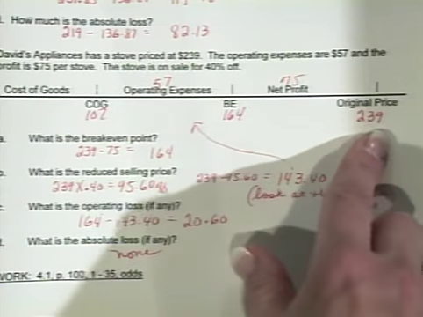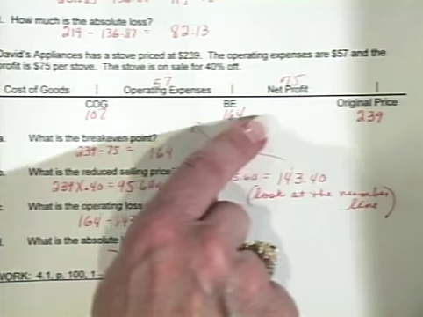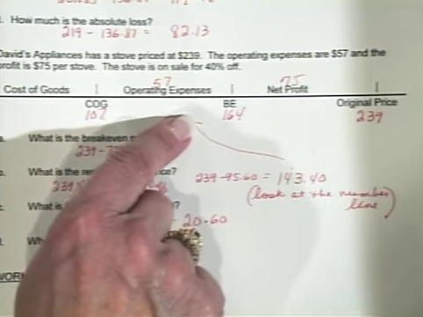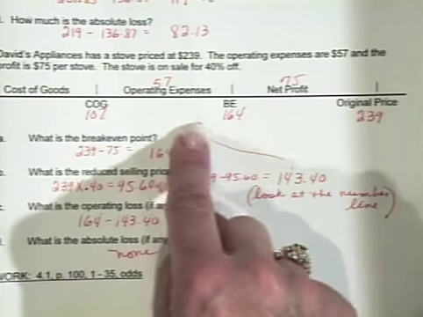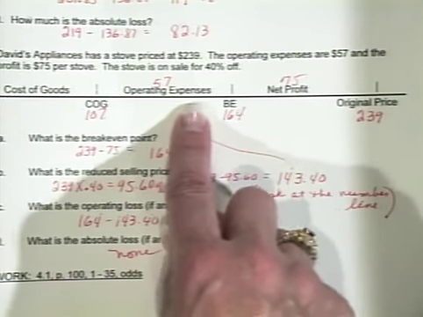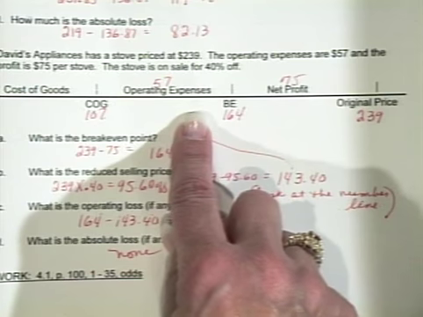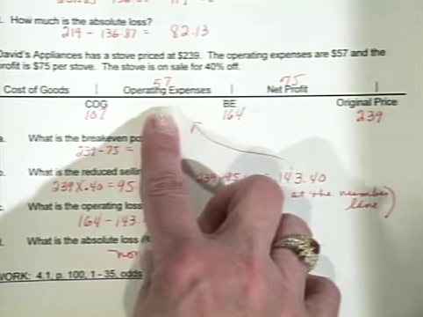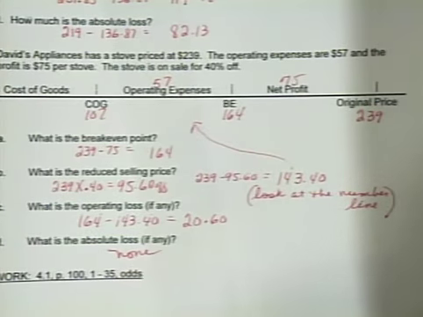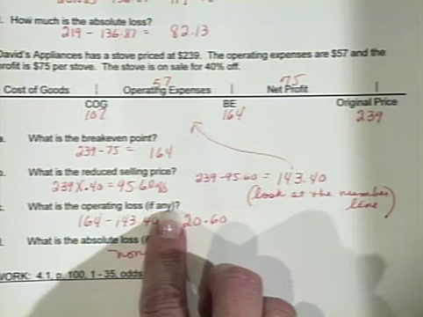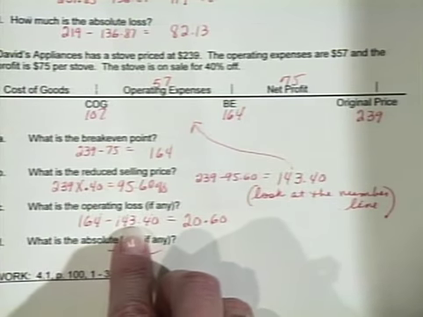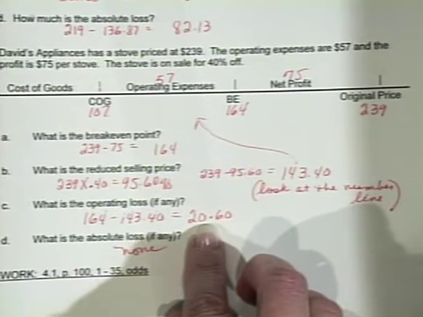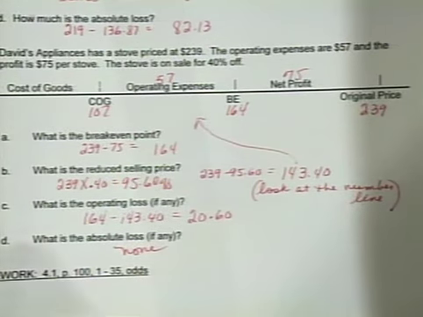So I started out at my $239 and I reduced it and I moved the price down to $143.40. When you figure out where it is, I'm looking at my arrow, have I made a profit? No, I haven't made a profit. I'm below break even. I've had an operating loss. Have I had an absolute loss? No, because I've sold it above cost of goods. So it says, what is the operating loss, if any? 164 minus the selling price. I've had an operating loss of $20.60. Have I had an absolute loss? No.